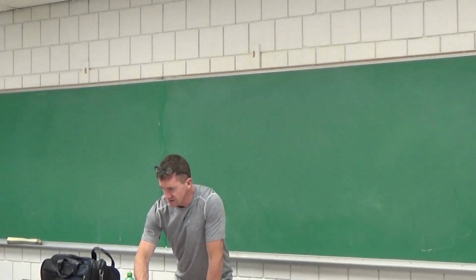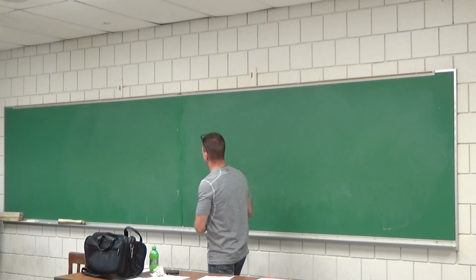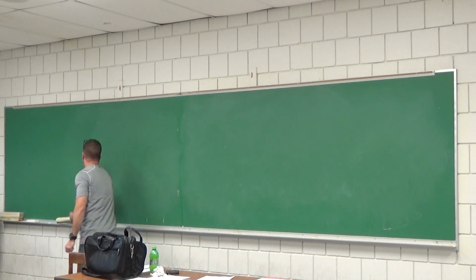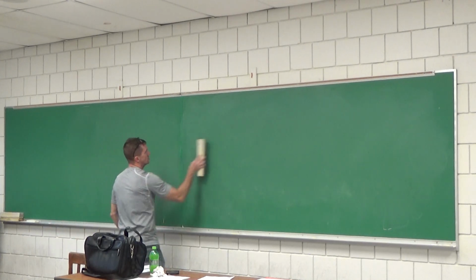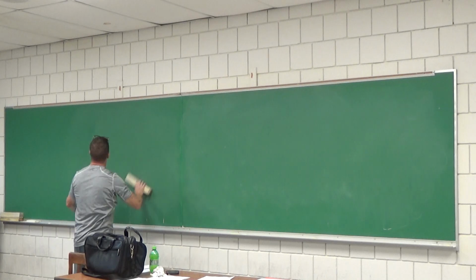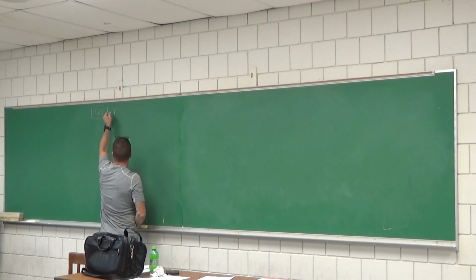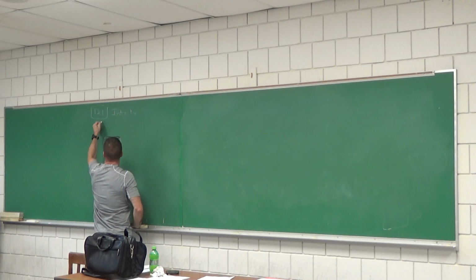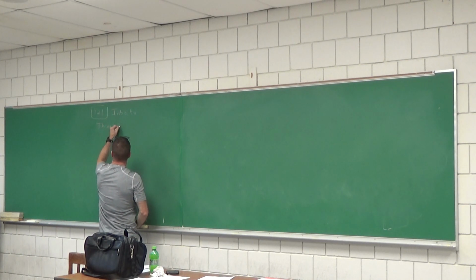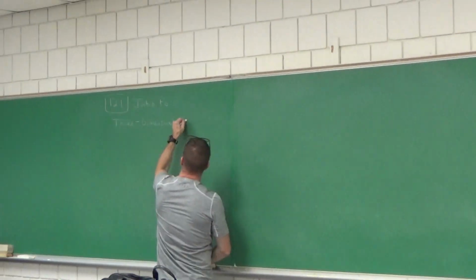This is an introduction to the three-dimensional coordinate system. This is 12.1, introduction to the three-dimensional coordinate system, multivariable calculus. We've got the x-axis, the y-axis, and the z-axis. So this is just the introduction to the three-dimensional coordinate system. All right.